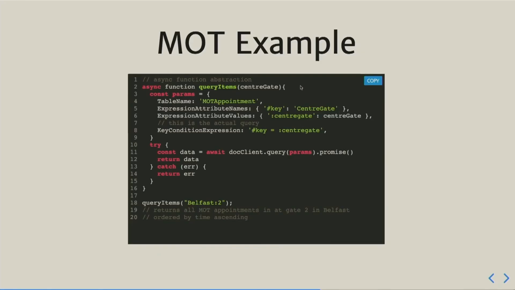So this is how you would actually express this using the AWS SDK in JavaScript. And you can see here how we have a function to query our items. We pass in our table name, which is MOT appointment. We have expression attribute names and expression attribute values, which are really just the keys and values that get interpolated into the key condition expression, which is the query itself. So you can see here that we can just query the items by querying by the partition key, Belfast 2, and that'll give us all the MOTs at the Belfast Test Centre, Gate 2, organized by time.